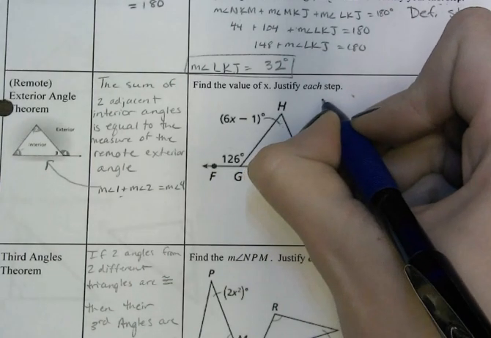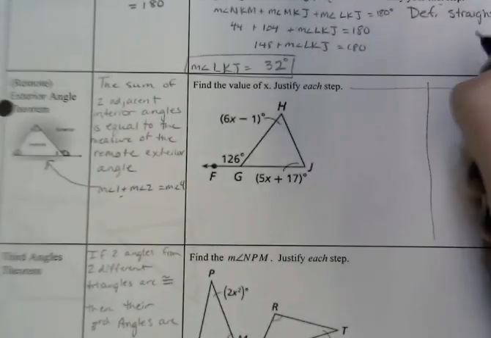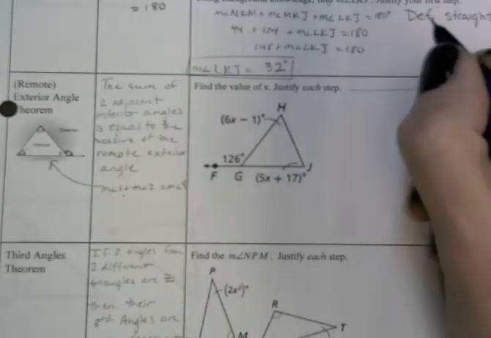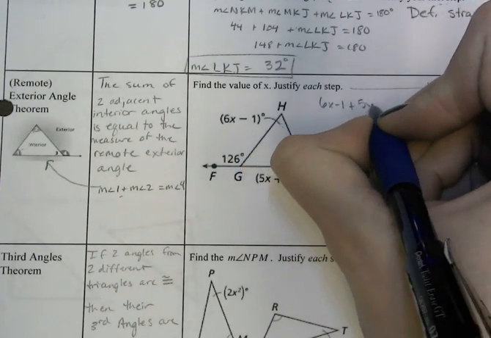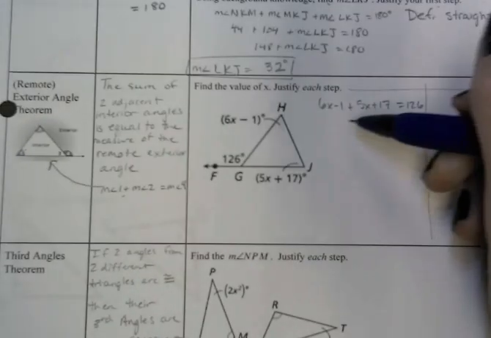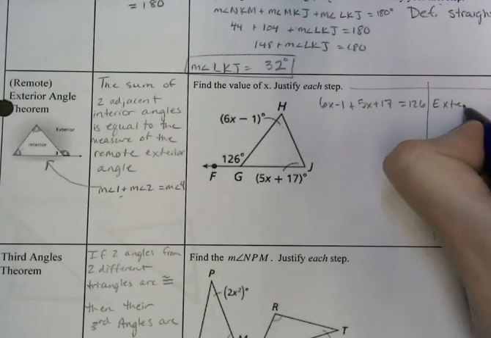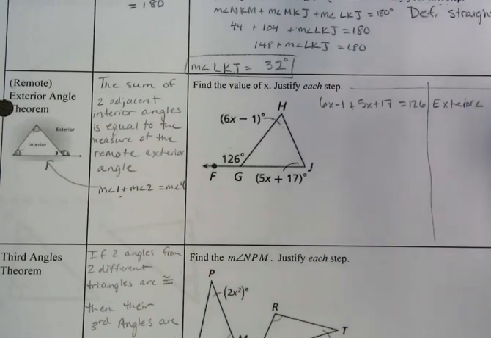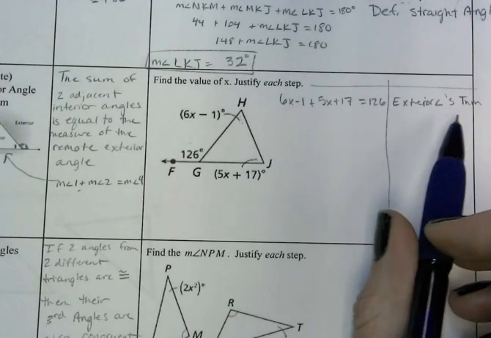So I'm going to set up this equation, and it does say justify each step, so I'm going to do it in a proof format here. I'm going to set up my equation and say that 6x minus 1 plus 5x plus 17, so I'm adding these two angles, has to equal 126. And the reason I'm setting that up is because of what this theorem says: the exterior angle theorem. Sorry that's cutting off a little bit for you guys. So the exterior angle theorem is why I'm setting up this equation.